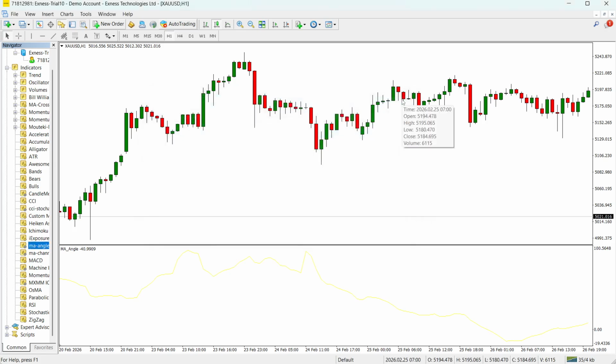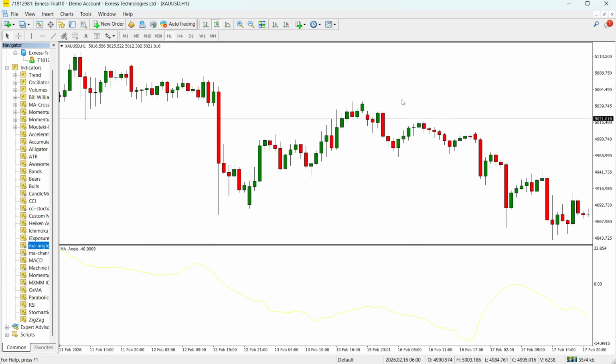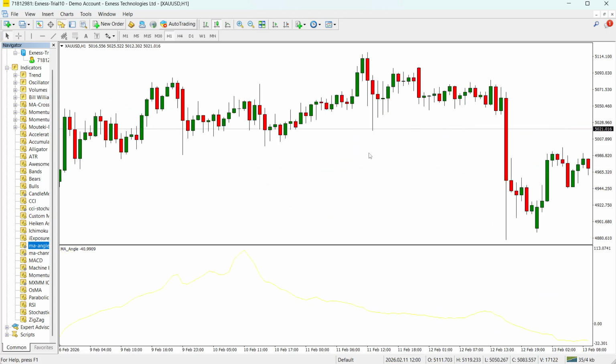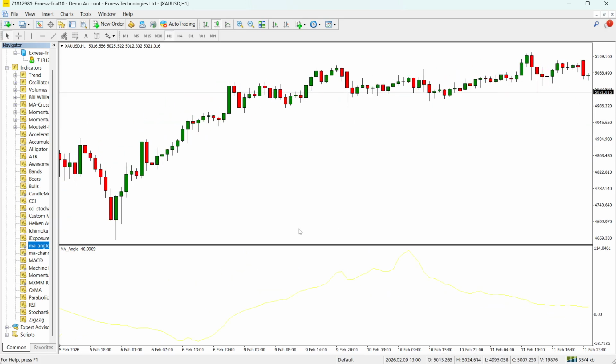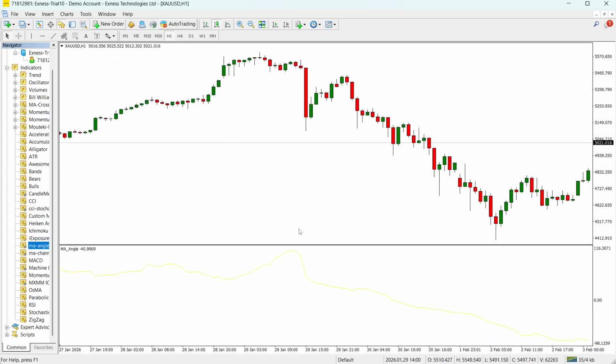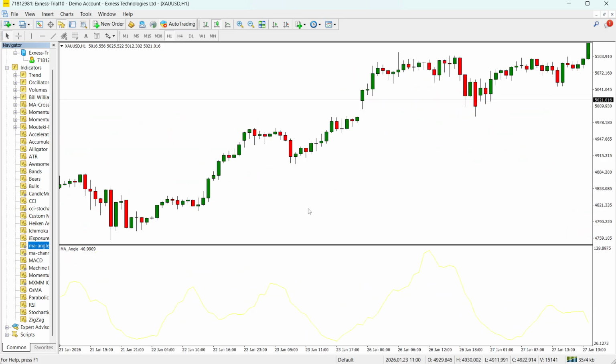As for who the indicator is for, the indicator is suited for trend traders who want a quantitative measure of trend strength. It is a visual and analytical tool only and does not execute trades. Angle readings are affected by the chart's price scale and time frame, so comparisons across different instruments or time frames should be made carefully. Use additional analysis for context.